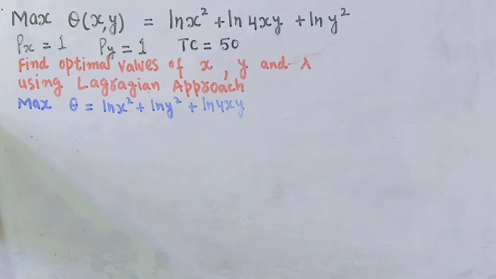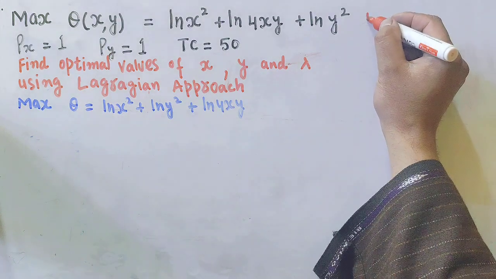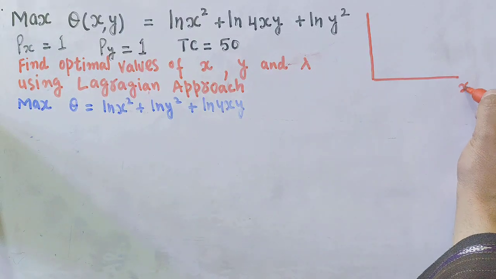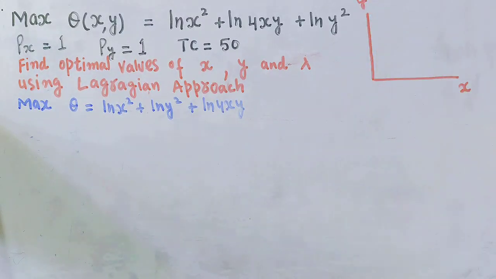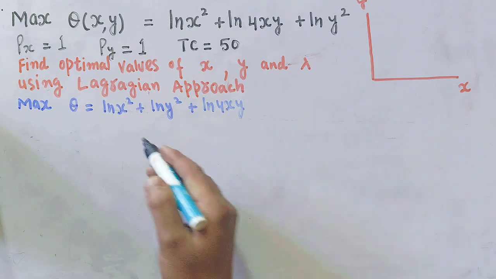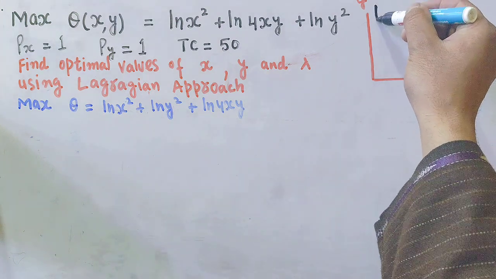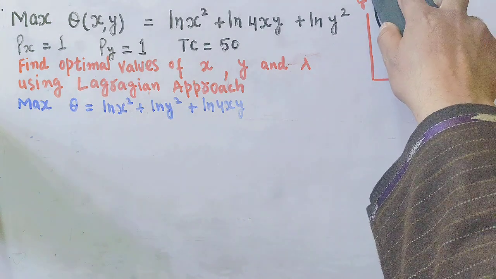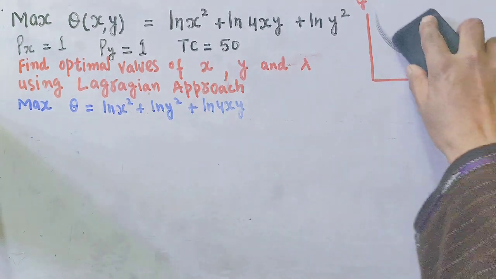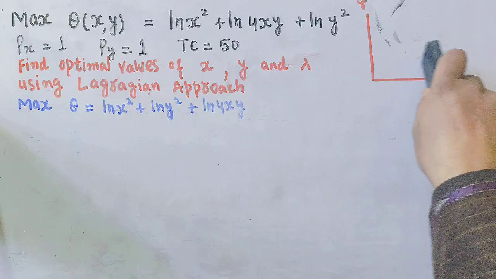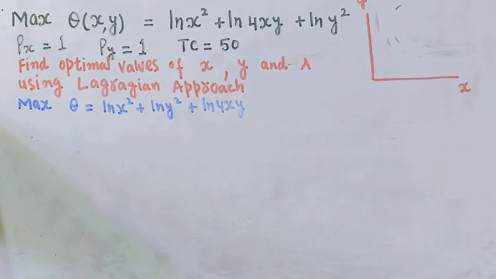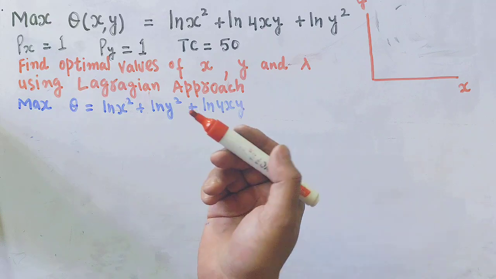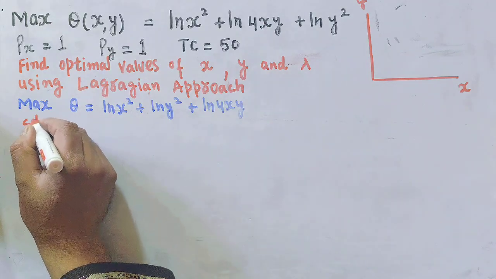So graphically, what exactly is meant by this? We are given x and y as the two inputs with the given production isoquant. So we have this production isoquant. Rather, let me first rub this out. Okay, so we want to maximize this isoquant subject to the constraint that we are facing.